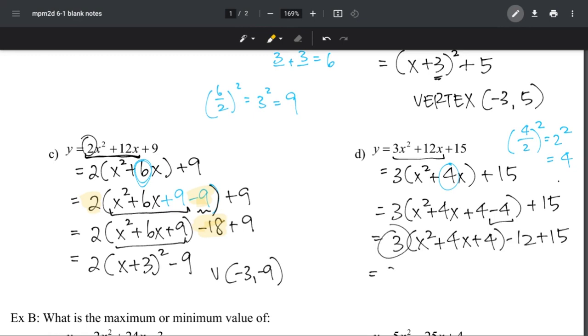Now I can factor x squared plus 4x plus 4 using this 2 again. So x plus 2 squared. Negative 12 plus 15 is positive 3. So I get 3 times x plus 2 squared plus 3. My vertex is negative 2, 3.